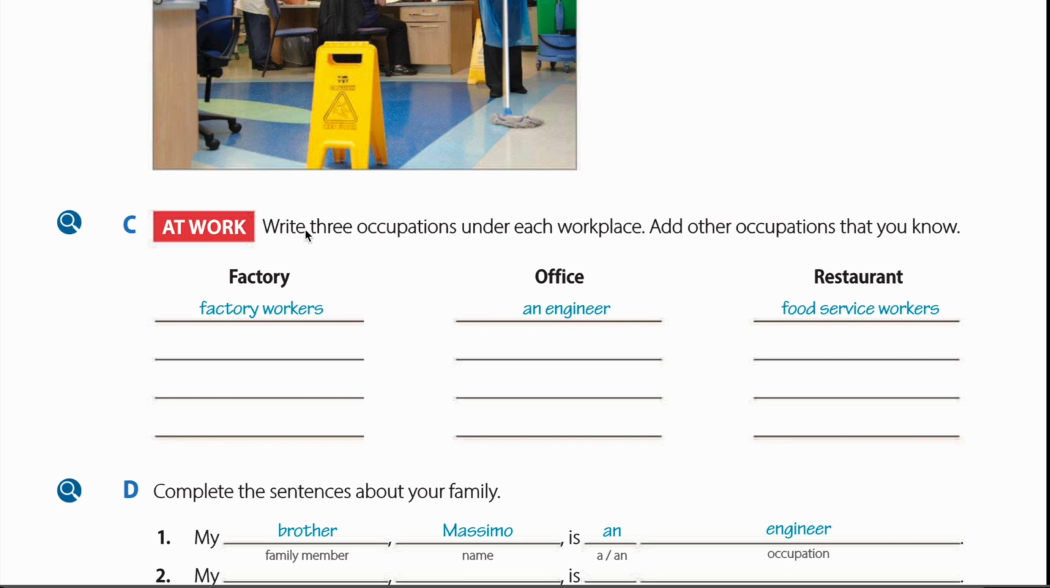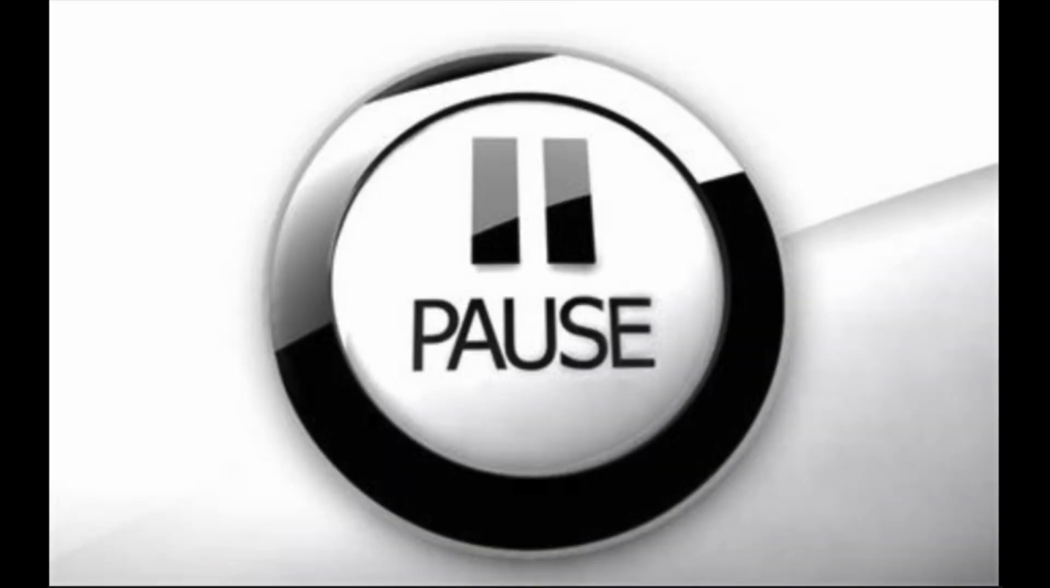Here, you're going to write 3 occupations. Exercise C, you're going to write 3 occupations under each workplace. Add other occupations that you know. For example, factory workers. In an office, an engineer works in an office. Food service workers work in restaurants. So complete these with other occupations. Pause the video, work on these occupations, and I will show you some of the answers when we get back.